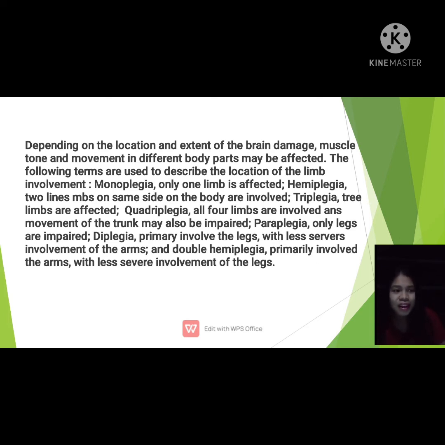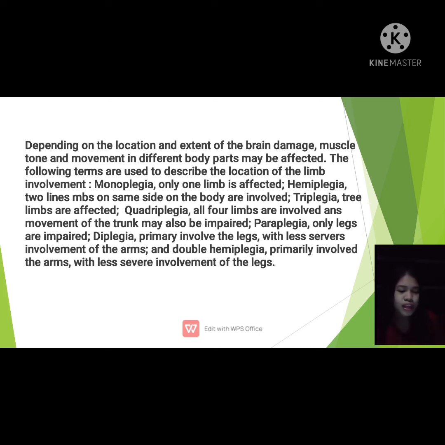Next naman, dito naman tayo sa diplegia. Paralysis of the corresponding parts on both sides of the body. Last, dito sa quadriplegia, refers to the paralysis from the neck down, including the trunk, legs, and arms. Ayan.